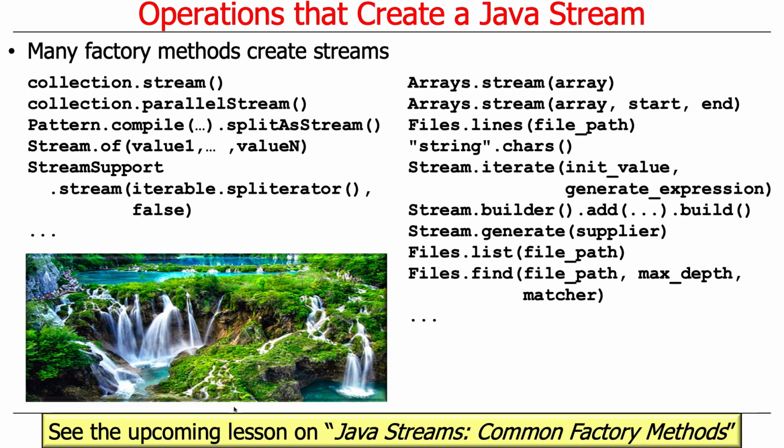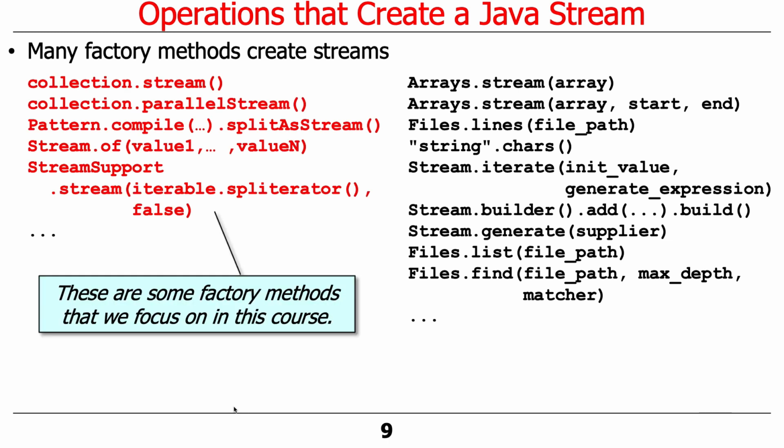There are lots and lots of factory methods that create streams, and here are just some of them. I think there's even more than this, but these are just a few to get things going. We'll talk more about the common factory methods and the more advanced factory methods a little bit later. These are the factory methods that we're going to focus on primarily in this course. I'll show you some examples of these other ones later just so you have an idea of what they are, but these are the key ones.